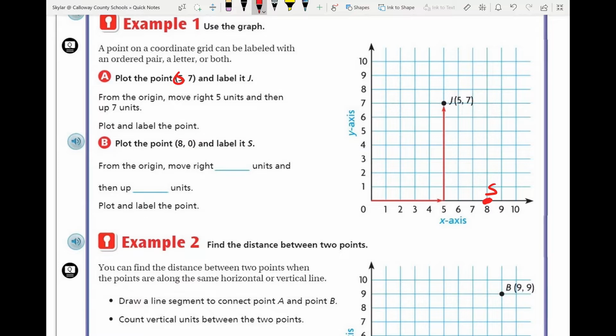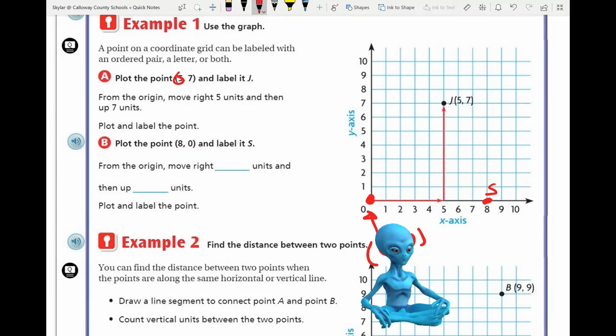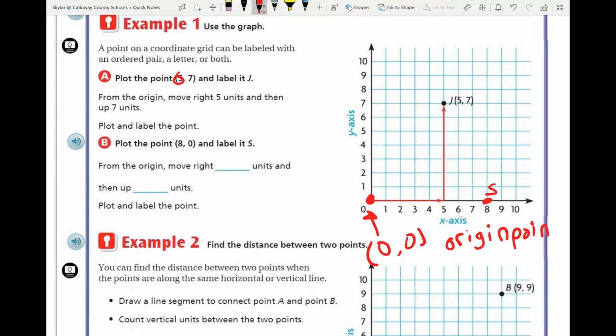I know the zeros are a little bit of a curveball, but they don't have to be. If it's a 0 for x-axis, then you go over 0 units. If it's a 0 for y-axis, you go up 0 units. So 0, 0 would be right here. 0, 0. Looks like a little face. Nice. And that is going to be your origin point. So if we're looking over at B, in order to plot point S, we moved right 8 units and then up 0 units.